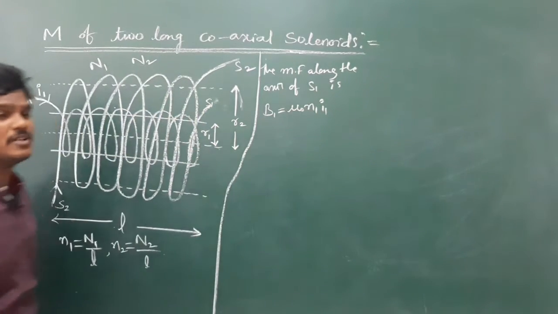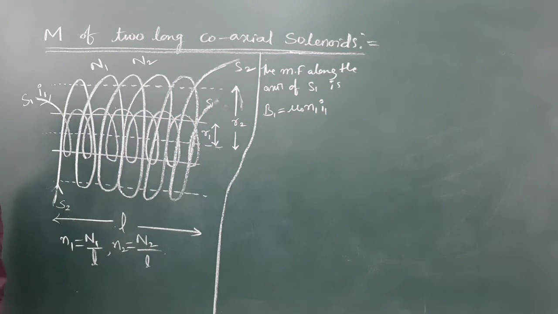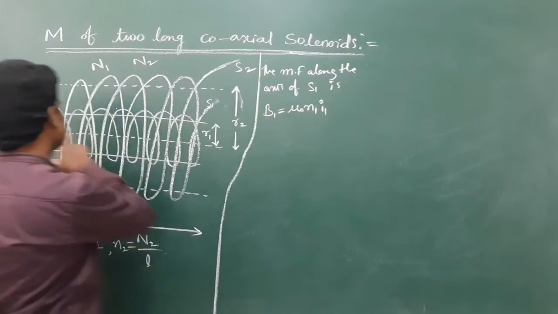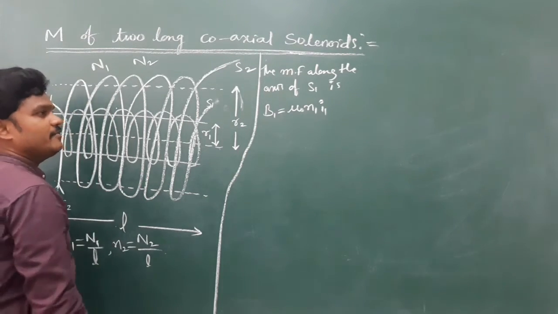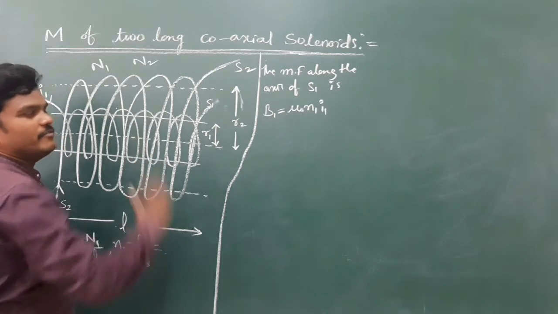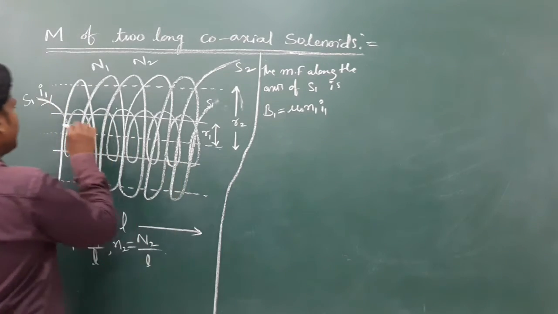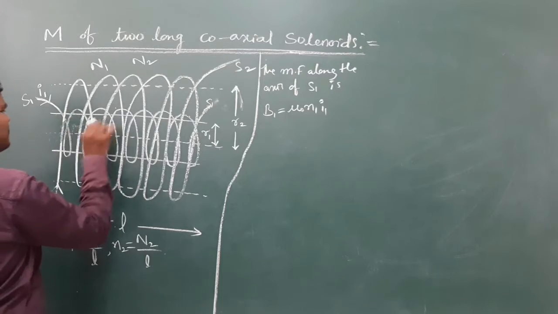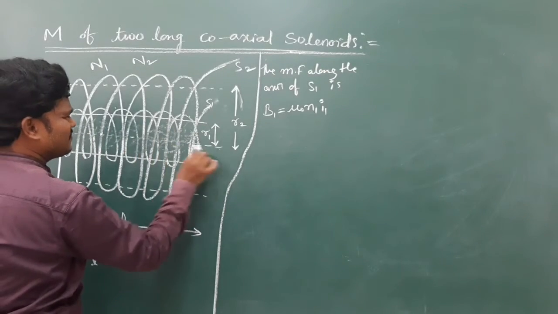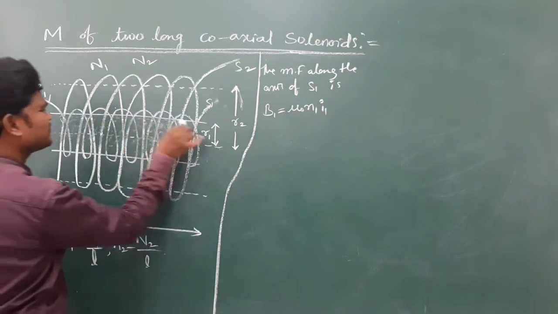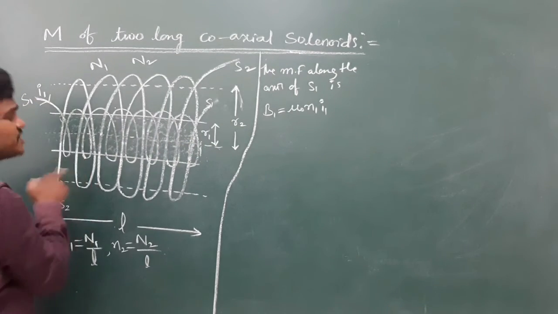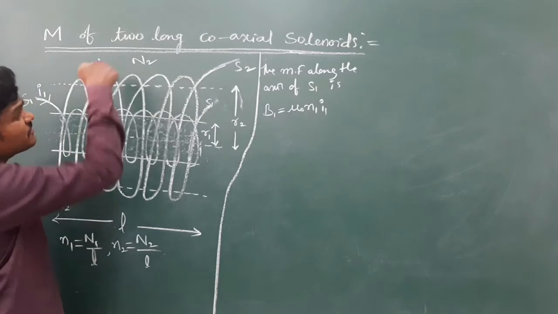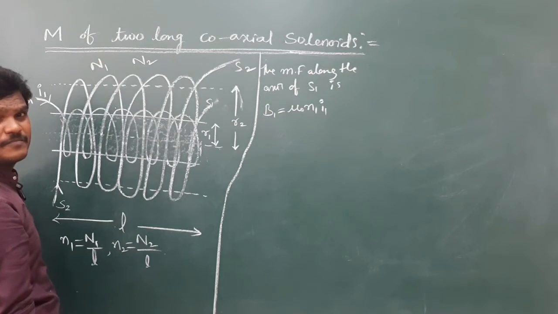I think you remember the formula. Field along the axis is mu naught n i. What is n? Small n1, because I am sending current in the S1 solenoid. I1 is the current. So I got B1. The magnetic field is there up to this region. And see, if this current changes, then the flux linked with the secondary coil changes.